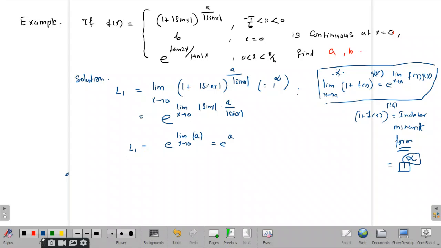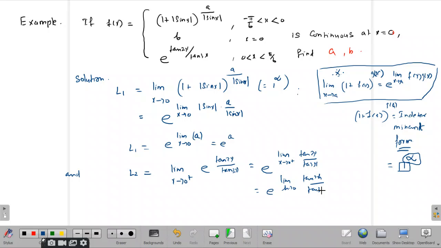Go to L2. L2 is independent of any unknown. So limit as x approaches 0 plus of e power tan 2x by tan 3x. Dear student, this is a composite function. In a composite function, we can take the limit to the inner function straight away. So this is nothing but e power limit as x approaches 0 plus of tan 2x by tan 3x. Then the final answer is e power 2 by 3.